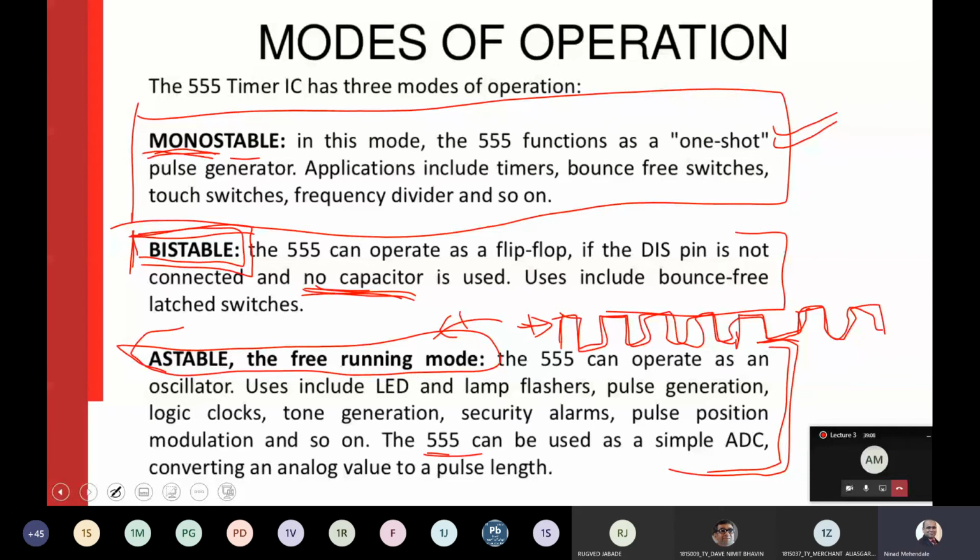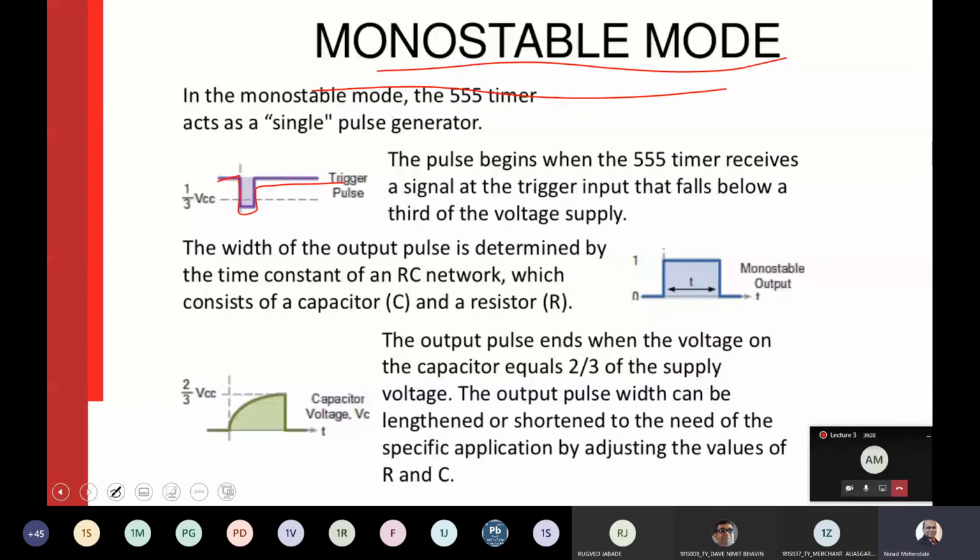Next, now we will go into the details of monostable. I guess I still have time, so I will try to finish this particular topic. So monostable is like you generate a pulse for some time. As soon as this pulse goes below 1/3 of VCC, it will trigger the output to logic high. It will remain logic high for a certain duration of time.